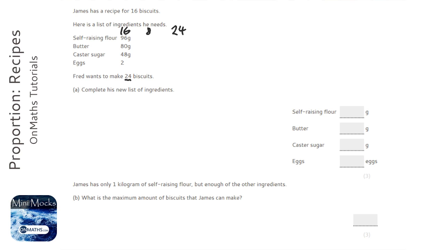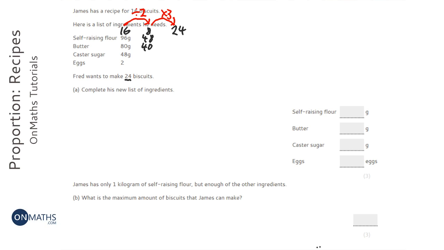Okay, so to find out how many for 8, obviously we're going to divide them by 2, and then we're going to times them by 3. So for 8, half of 96, well half of 90 is 45, half of 6 is 3, so that's going to be 48. Half of 80 is 40, half of 48 is 24, and half of 2 is 1.